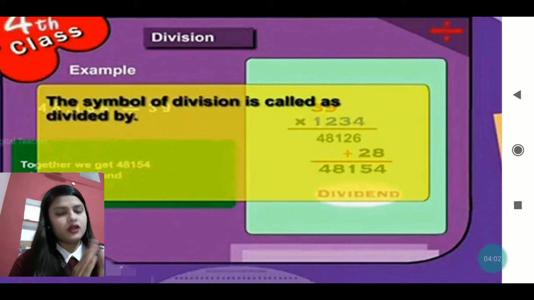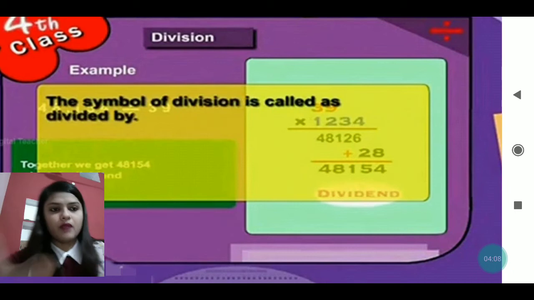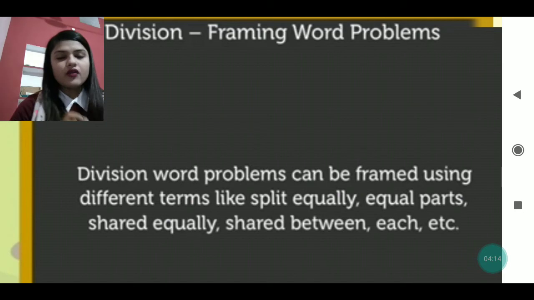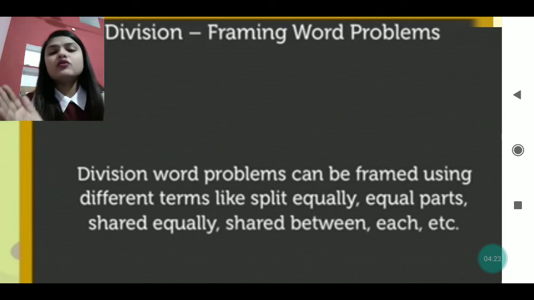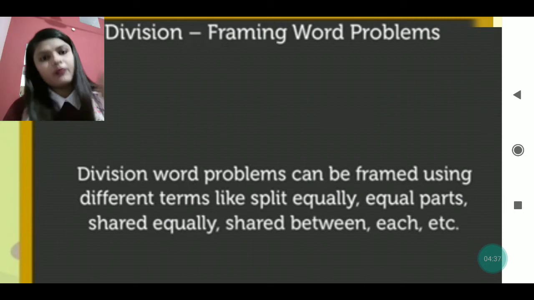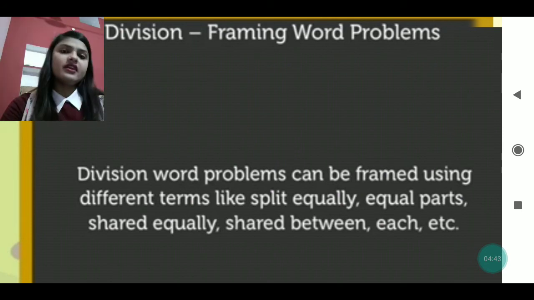Now let's move further and see how we frame the statement in a word problem. Division framing word problems: how will we do it? A division word problem can be framed using different terms like split equally, which means you divide equally. Split means to break it. In equal parts, shared equally, shared between each, etc. These are some of the terms with the help of which we can frame the statement in word problems.